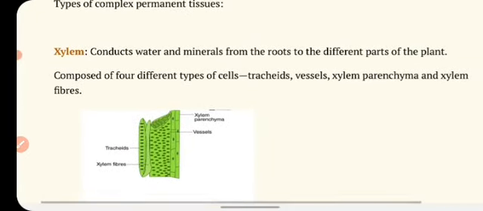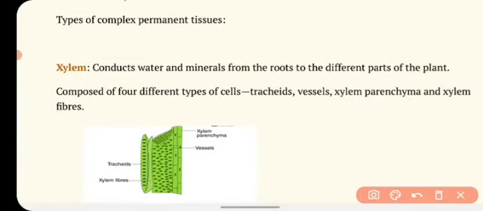First of all we'll talk about the xylem. Xylem is the water conducting tissue, and it conducts water and minerals from the root to the different parts of the plant, and it is composed of four different types of cells. What are these cells?